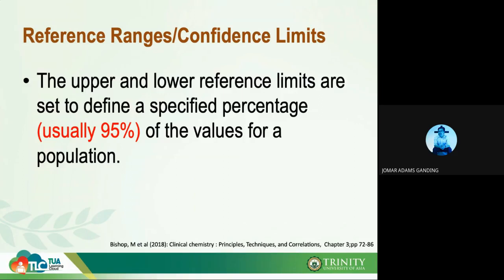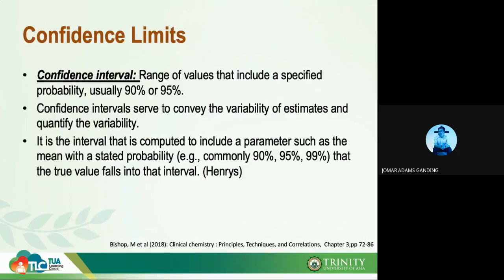Now, with regards to your reference range, one important term that I also need to define for you is your confidence limit, or confidence interval. Your confidence limit is a range of values that includes a specified probability, usually 90% or 95%. But right now, I want to be more specific and say that inside the laboratory, what we are using is the 95%. This 95% corresponds to plus minus what? Plus minus 2 SD.